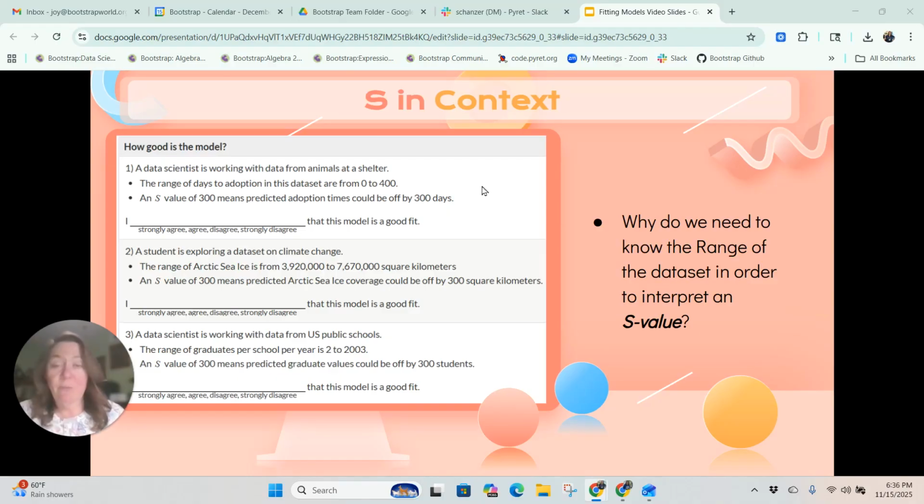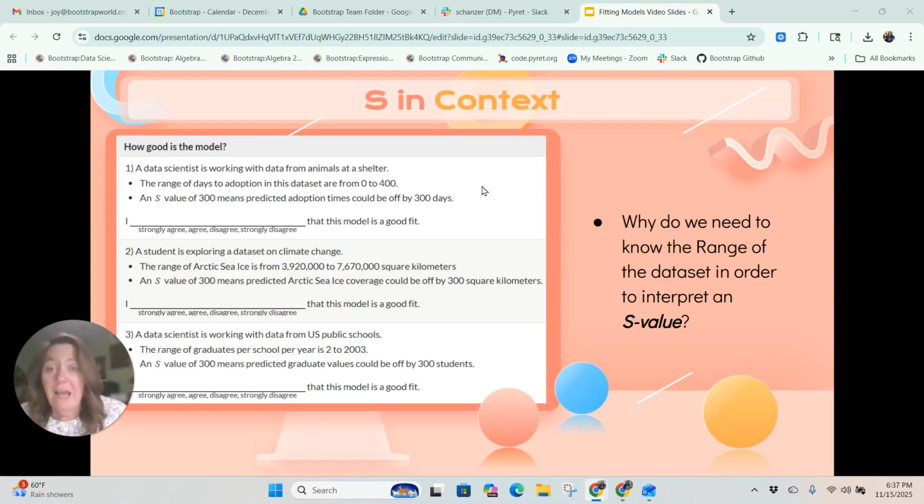An S of 300 means that I could be off by 300 days. Okay, so I have a prediction of 20 days this animal will be here, but I could be off by 300. You want to bet on that one? Not if it's normally up to 400 days that they could be there. Oh, dear goodness.